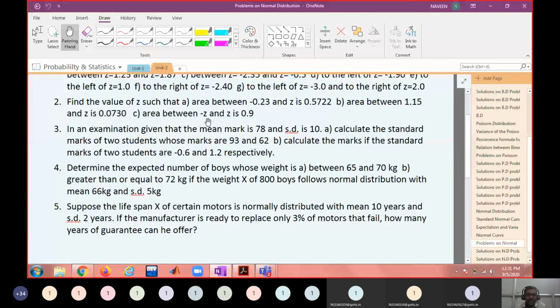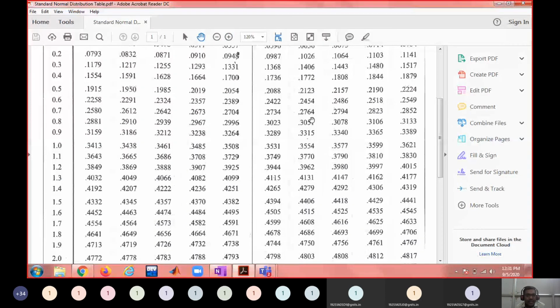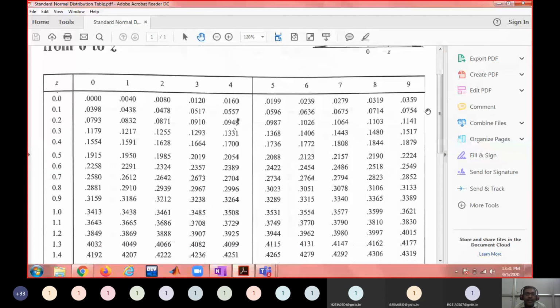Now all of you please listen. Are you able to see this distribution? Yes, sir. Suppose the area is 0.2765. Is it 0.2765 here? No, sir. But that is closer to 0.2764. Am I right? Yes, sir. So in that case, you take this value. Then the value of z will be 0.76. Is that okay?